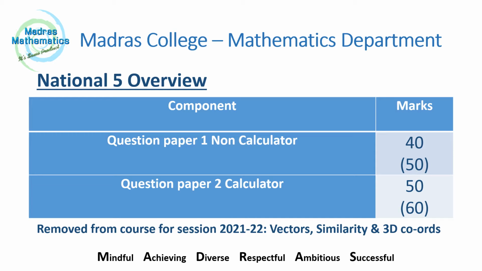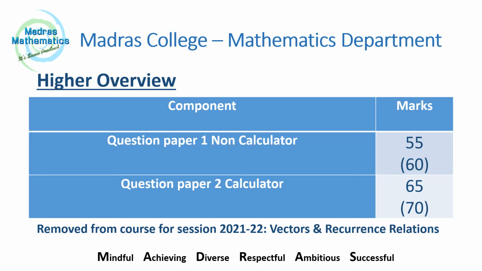Here is an overview for our National 5 course this session. So the SQA are suggesting a non-calculator paper of 40 marks and a calculator paper of 50 marks. In brackets underneath, you can see the usual marks that are allocated. So the course has been shortened slightly, and we've got a list below there of the 3 topics that have been removed to shorten the course, and therefore the exam has also been shortened slightly to allow candidates more time to work on the topics that they are going to be assessed on.